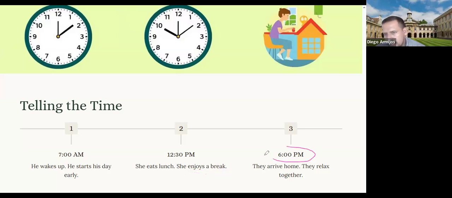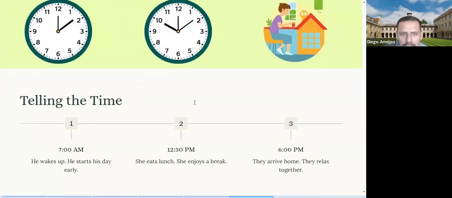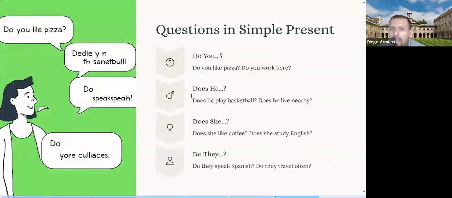And at this time different activities happen. For example, they arrive home, ellos llegan a casa. They relax together, ellos se relajan juntos, ¿no? This is how to tell the time, okay? The different things that we do during the day. Now, next one, please. Now we have questions in simple present.